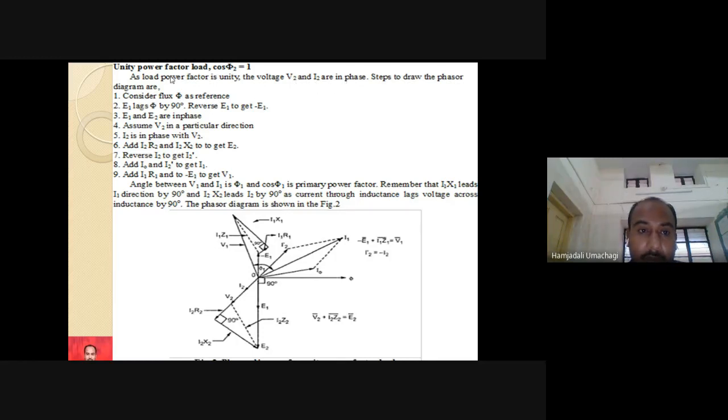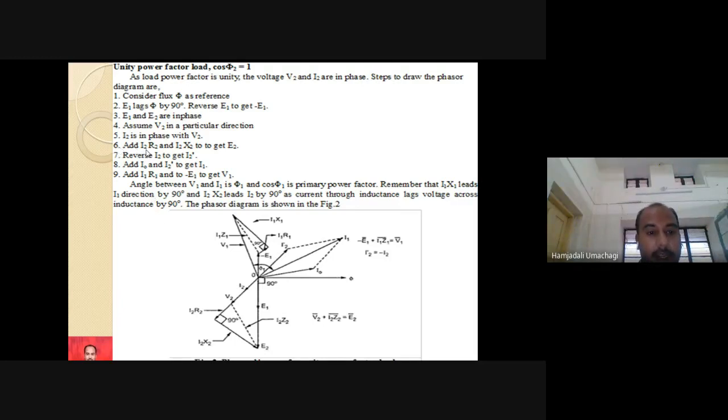Why are they in phase? Because it is a resistive load. If it is a resistive load, both will coincide with each other. So if I assume V2 in this direction, since it is a resistive load, in the same direction I2 is also present. Step number 5: I2 is in phase with V2. If this is my assumed V2 direction, in the same direction I will show I2 also, because it is a resistive load where both V2 and I2 coincide.